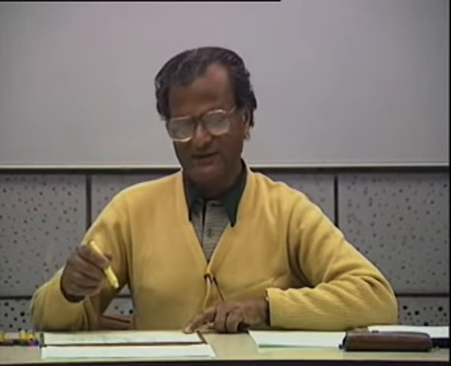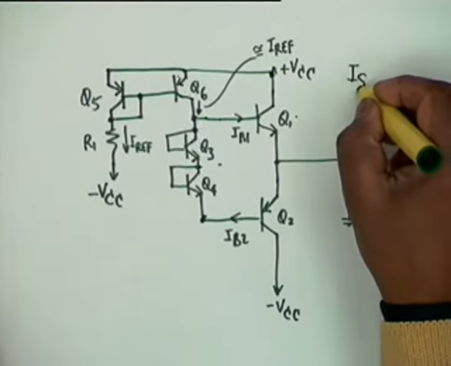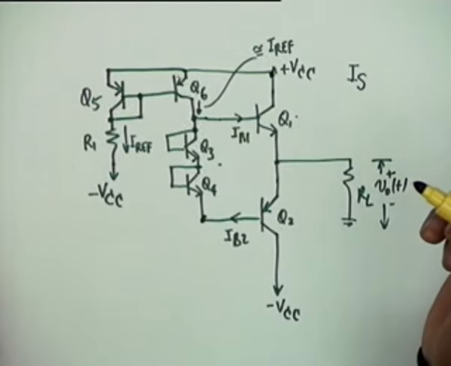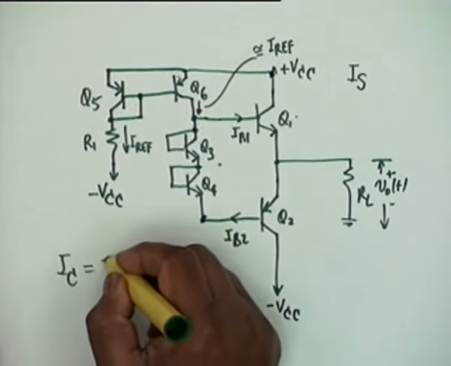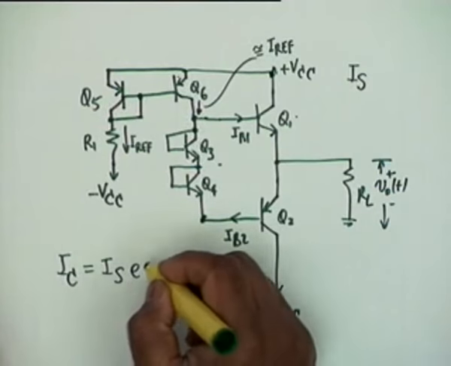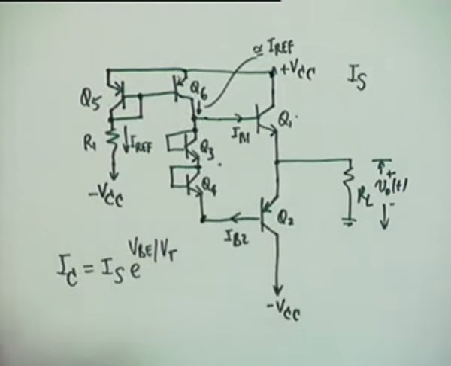Which parameter does this junction area affect? It does not affect VBE. The thresholding of a diode is independent of the junction area. What it affects is, if you remember, this saturation current I sub S. You remember the relationship I sub C equals I sub S exponential VBE by VT. Agreed? It is this I sub S, the reverse saturation current, that is affected by the junction area.